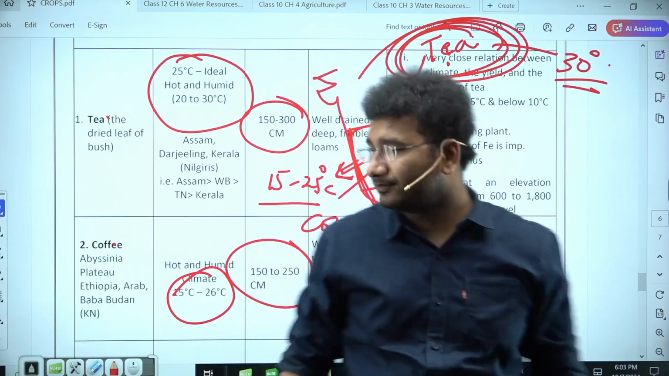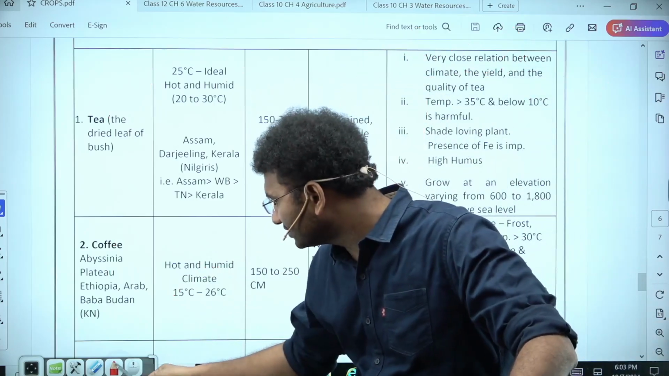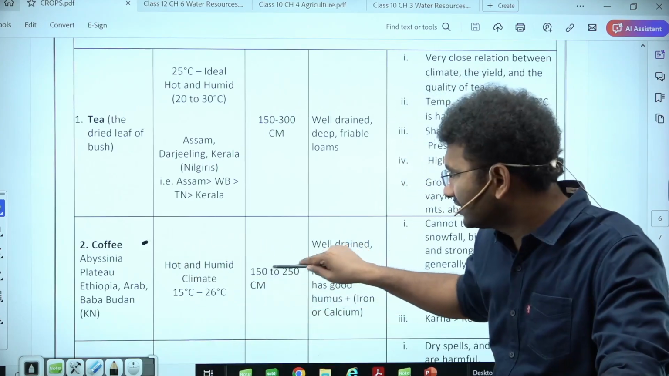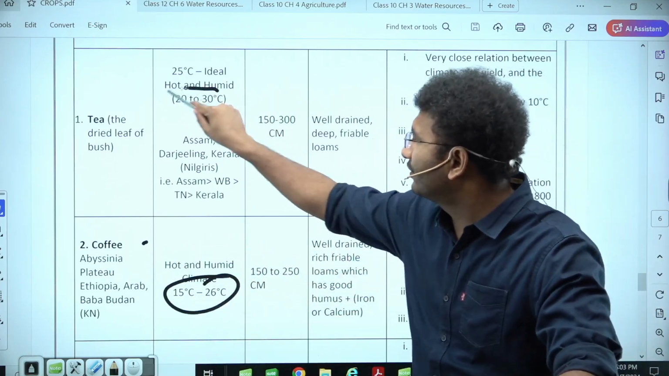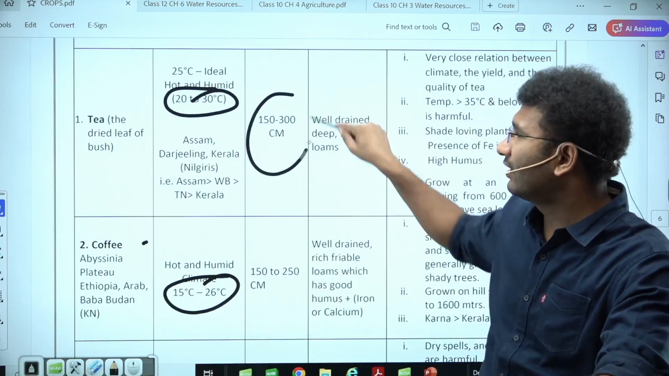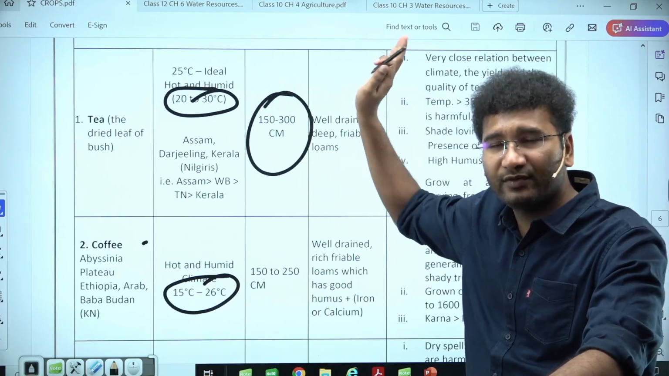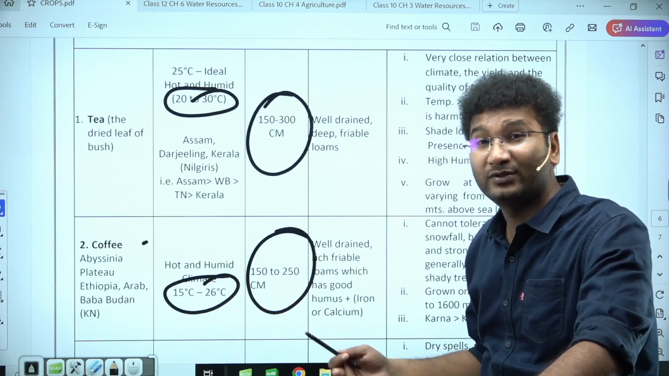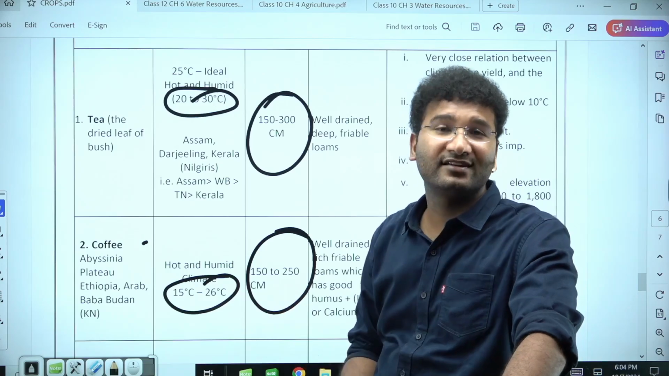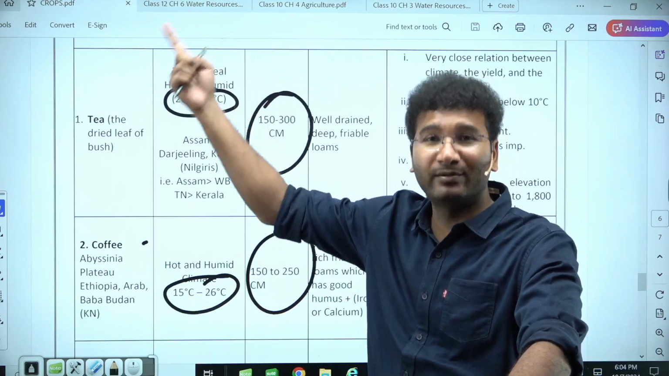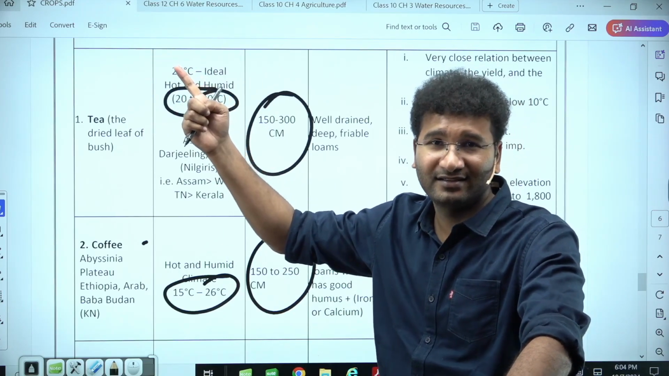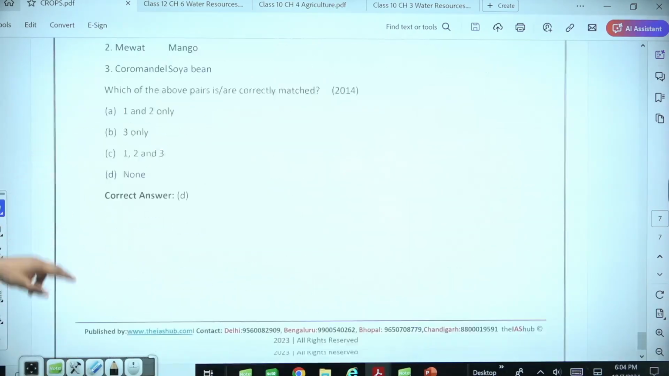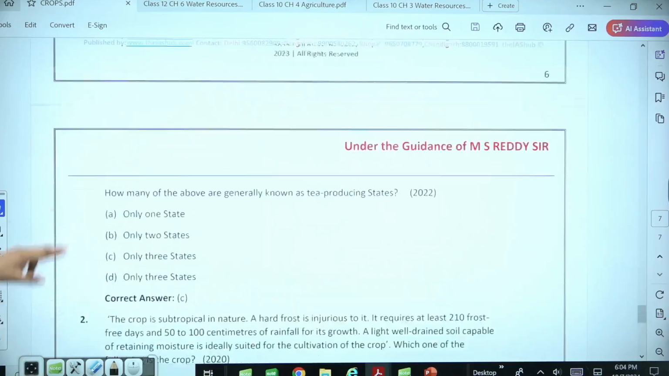So here, if you look at the temperatures, it will be very easy for you to understand. Coffee, how much? 15 to 26. Here 20 to 30. Likewise, 150 to 300 centimeters more rainfall is required for tea, but 150 to 250 centimeters less rainfall is required for coffee. So that's why coffee is widely grown in the southern part of India. Tea has a good amount of temperature, right? Okay, so this is how you have to study, and then go and look into the previous year questions.